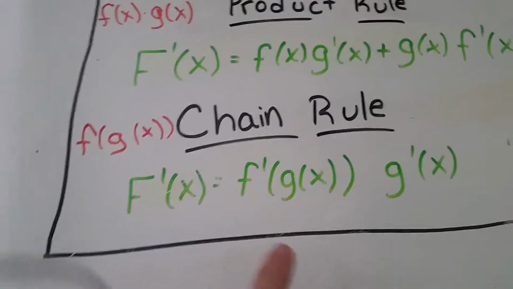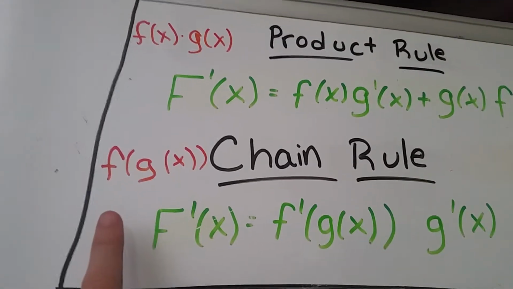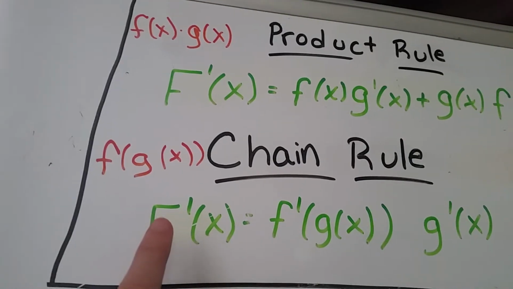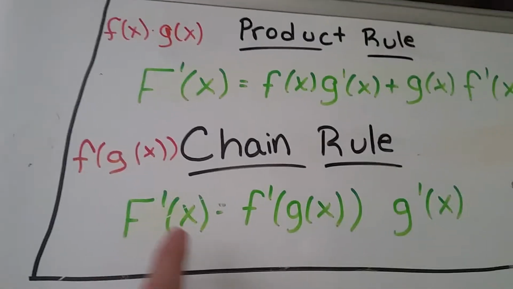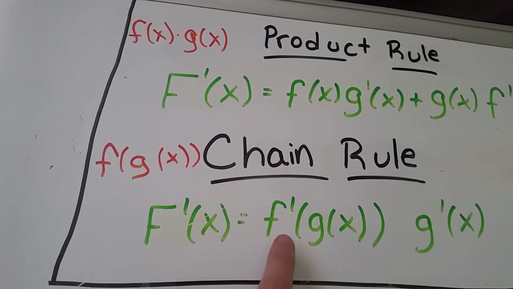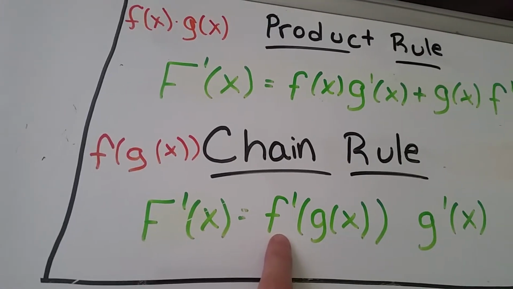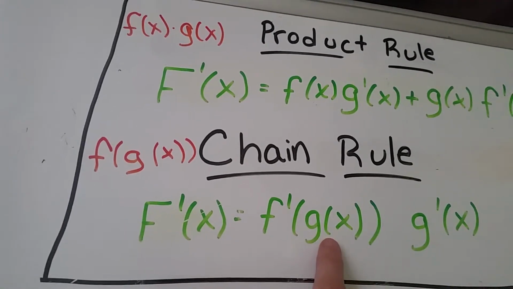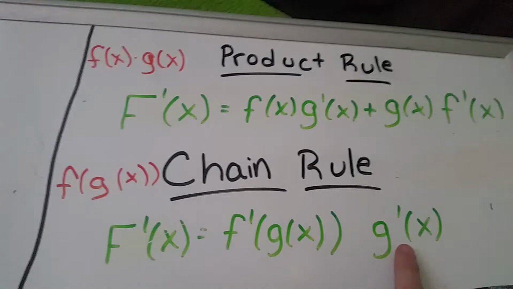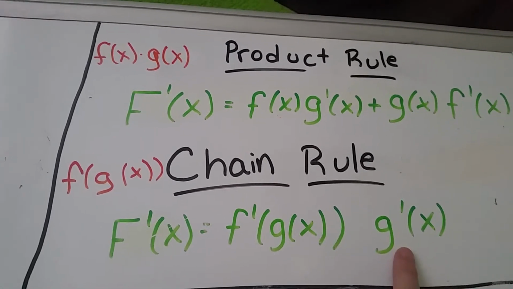Then we're going to come to something called the chain rule. Well, the chain rule is set up something like f of g of x. So in order to find f prime of x in this case, you're going to take the derivative of the first function and plug in g of x and multiply it by g prime of x, or the derivative of g of x.